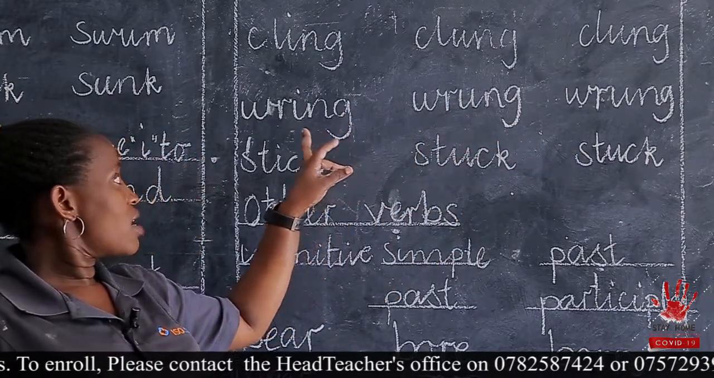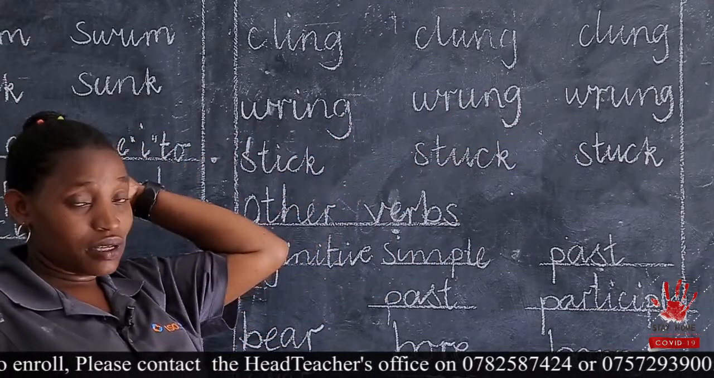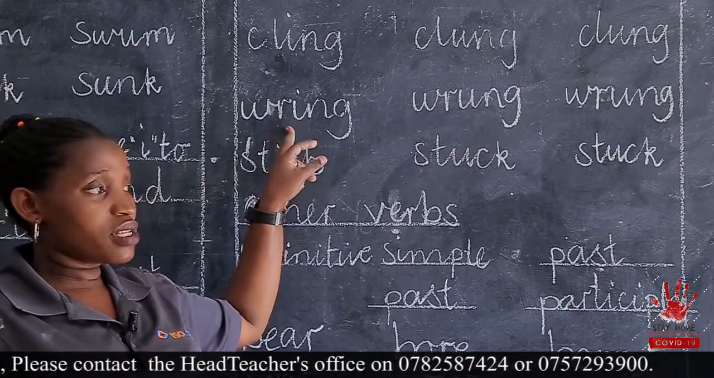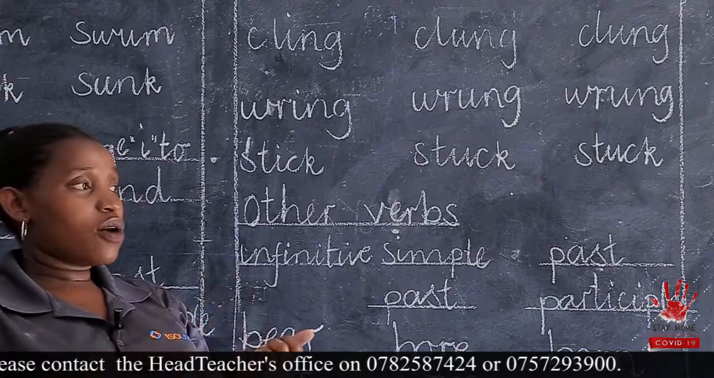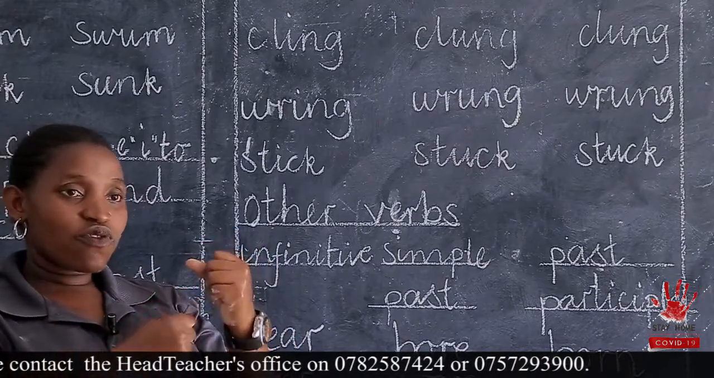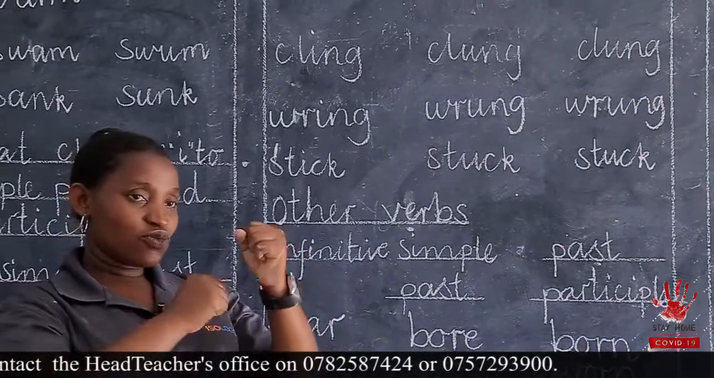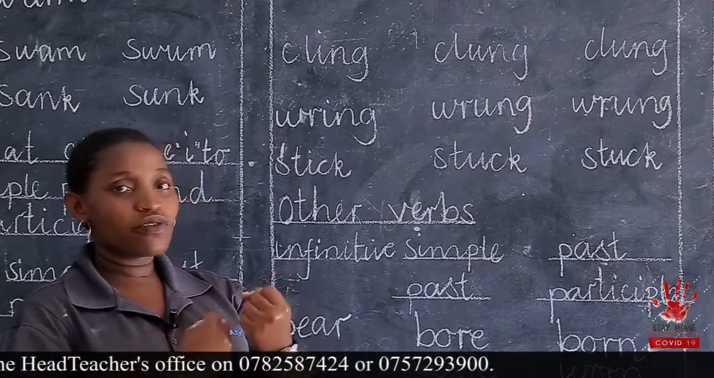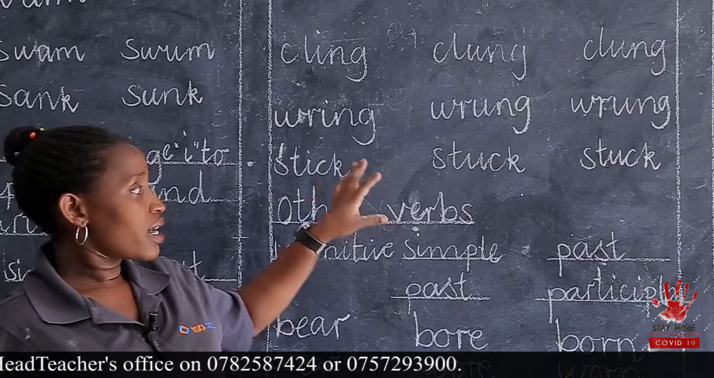Then we have ring, rank, then rank. This ring, it is having W. It is not the ring, the other one we looked at. This ring is to, after washing, when you want to remove water from the cloth, you wring. You wring it so that you remove water from the cloth.